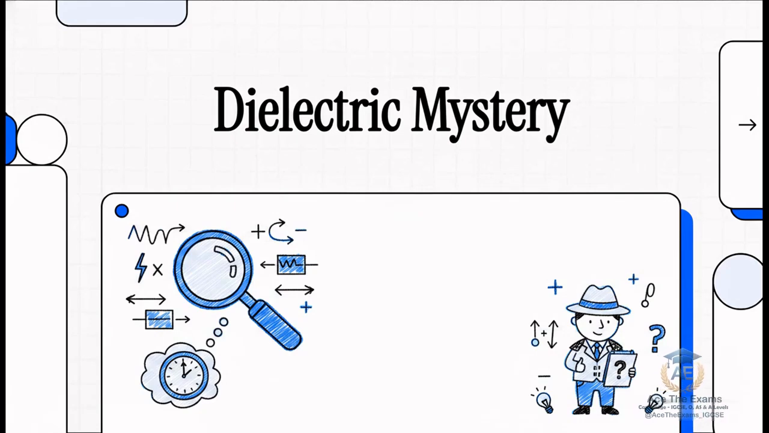All right, let's skip the fluff and jump straight into a mystery that could literally save your Cambridge A-level physics grade. Imagine you're sitting there in the exam hall, the clock is ticking down, and boom, you are faced with a massive, high-mark question on dielectric properties. What you write next is either going to secure those top marks or send your grade boundary tumbling.